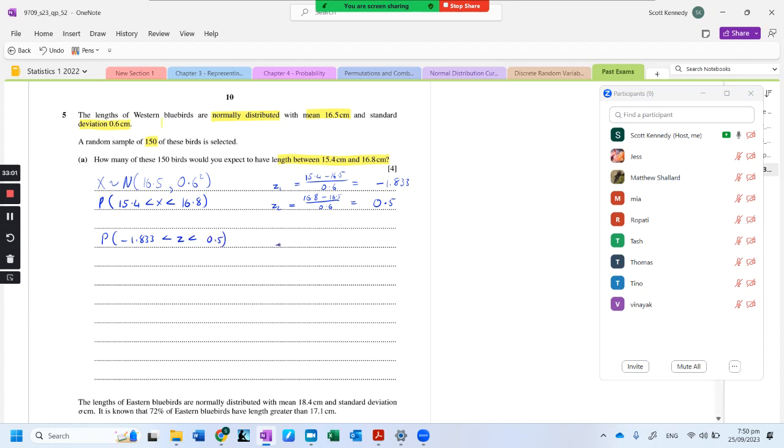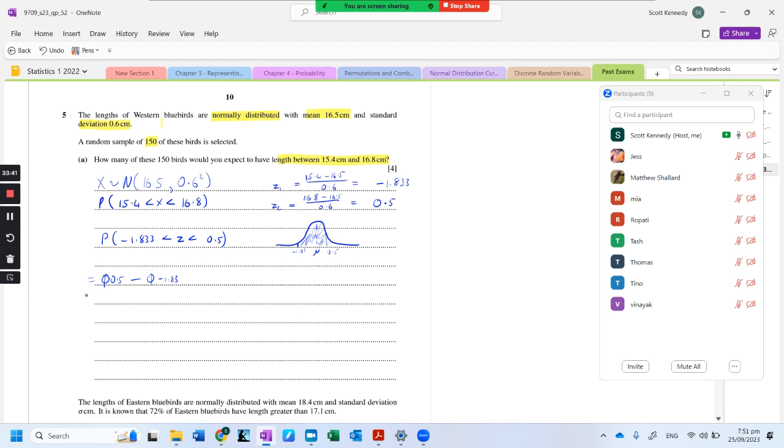Now what I always like to do is just do a quick sketch of what we're actually thinking about here. This is my dodgy looking normal distribution curve. There's the mean in the middle. You know that negative 1.83 is out here, and then 0.5 is up here somewhere. We're trying to find that shaded area. So we always start with the highest one, so we go phi 0.5, and we're going to subtract from it phi negative 1.83, and that will give us the shaded bit.